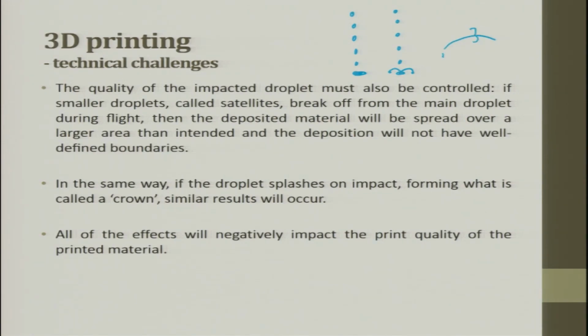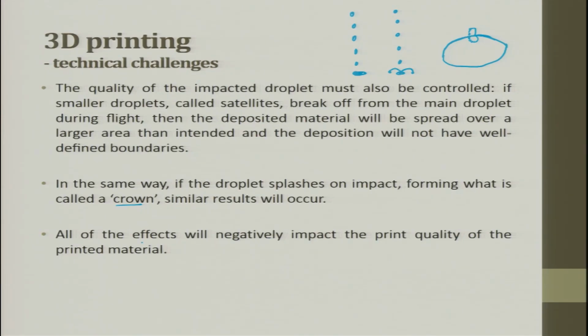So, this is the boundary condition of the information in one layer. If it shatters, now this layer also will get stuck to it. Now, you see, instead of getting a precise external boundary condition, you will have a large, thicker boundary condition. This is a challenge to be controlled. In the same way, if the droplet splashes on impact, forming what is called the crown, similar results will occur. All of these effects will negatively impact the printing quality of the printed material.